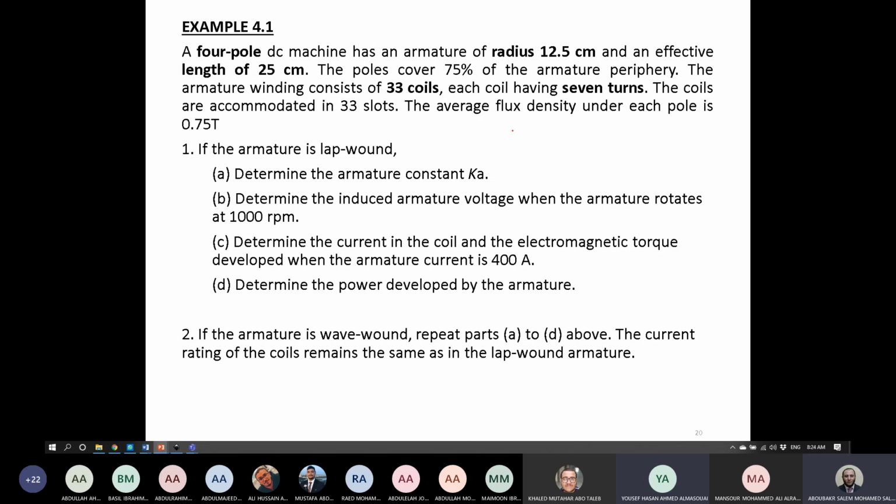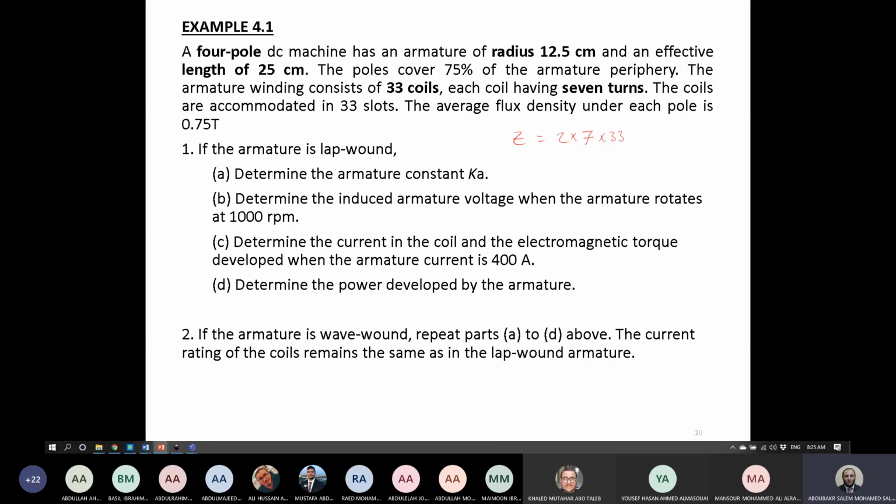So we can say now that the number of conductors equals 2 multiplied by the number of turns, which is 7, multiplied by 33. So this is now the number of conductors per winding, because we have 33 coils in the winding, 7 turns in one coil, and 2 conductors per turn. So this is now considered as the overall number of conductors of the machine. Okay, guys, is it clear?